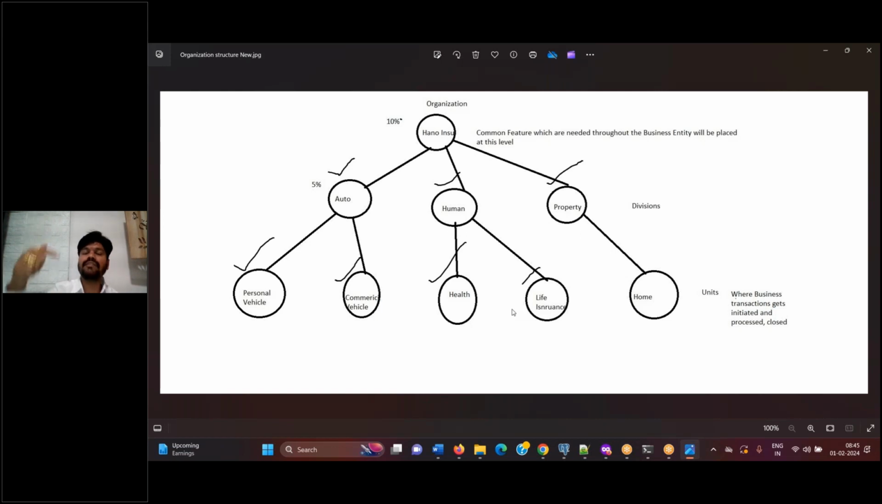So the top two levels will become what? Abstract. That means always organization will become abstract, division will become abstract, unit will become concrete. Concrete is the class where the transaction will be initiated. In the real world business example also, the same is matching or not, satisfied or not. That's how your technology should always satisfy the real world. Otherwise technology will become useless.